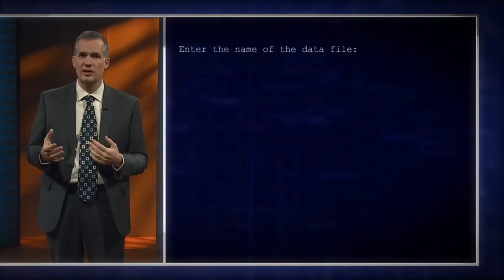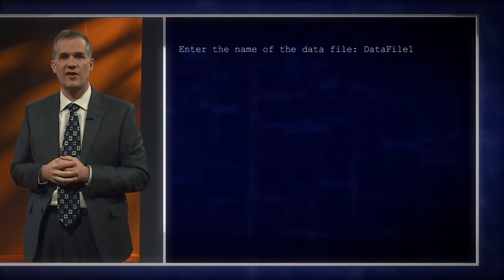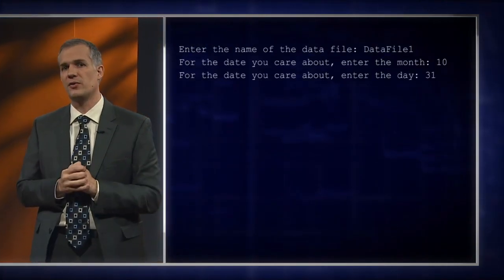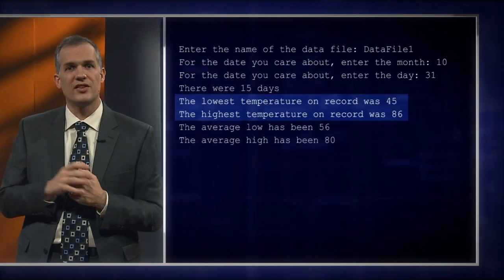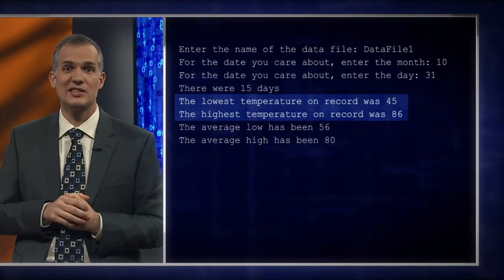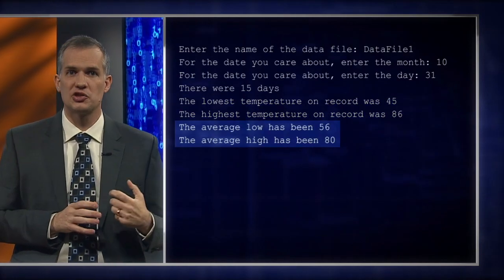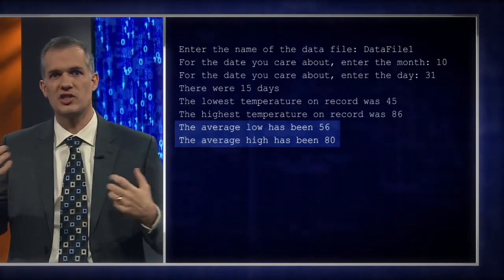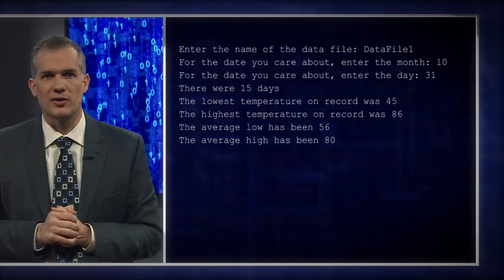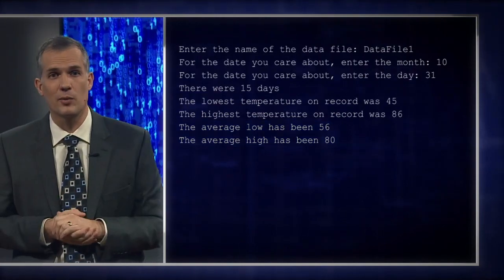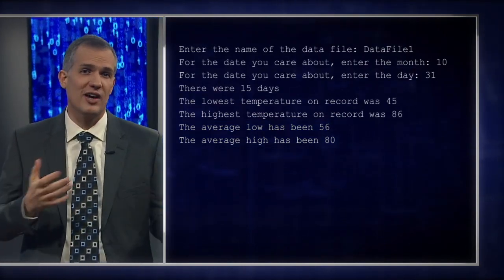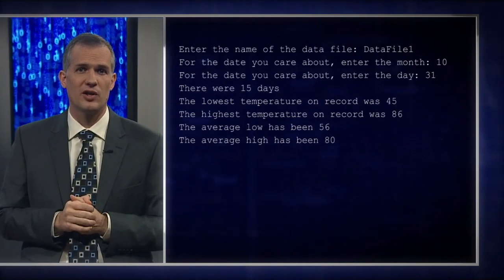So, now we have a complete program. Let's review this. Say we're thinking of having a Halloween party, and we want to know how hot it's likely to be. If we run the code, enter data file 1 for our file, and then 10 and 31 for the date, we find that the temperatures ranged from 45 to 86 on that date, and our average low is around 56, and our average high is around 80. So that tells us that we're likely to have pretty moderate weather. We could easily plan to have outdoor activities as a big part of the Halloween party, even into the evening.